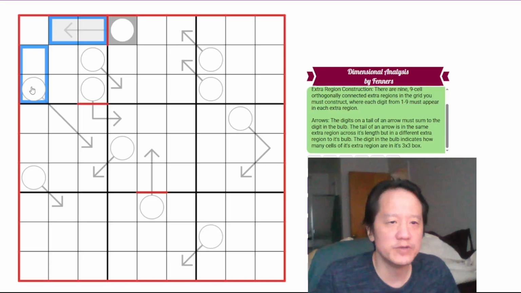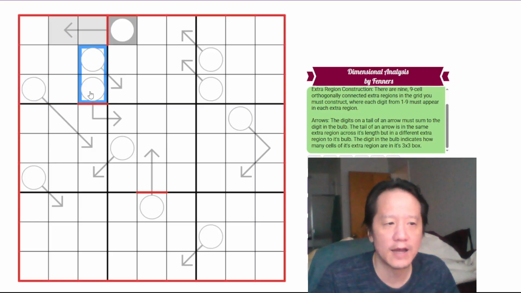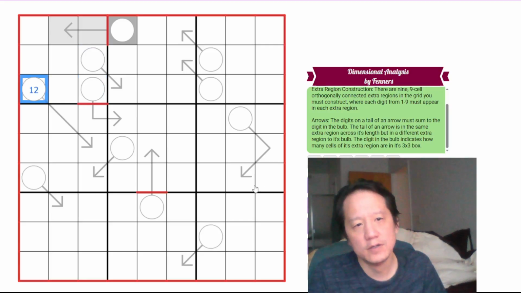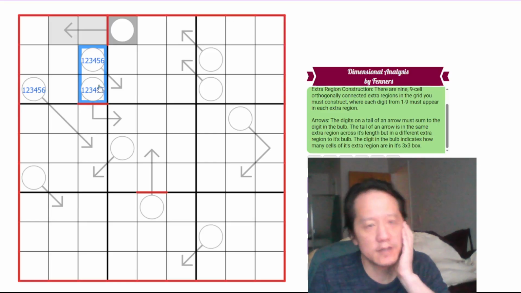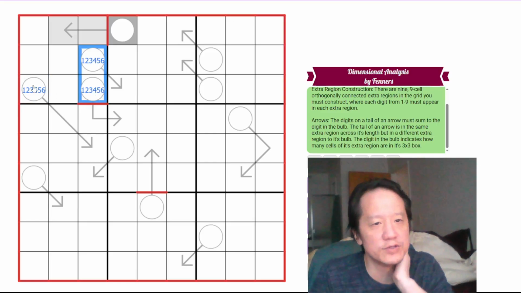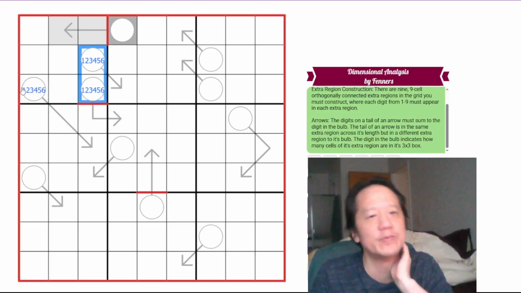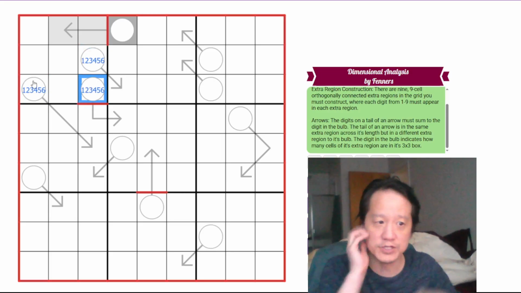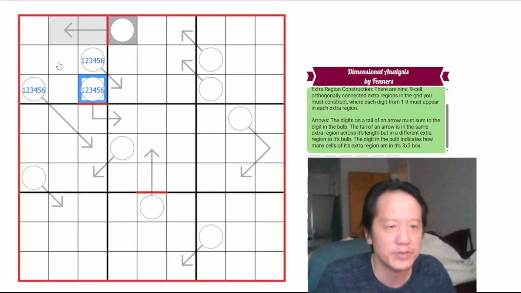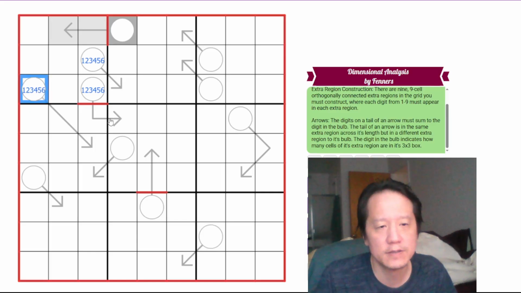This light has to be with one of these, right? And actually, all of these digits must add up to 9 at most, between these three regions, because there are only 9 possible cells in the box. Since these detail how many cells are in their extra region, it has to add up to at most 9. So this is at least the sum of 2 unique digits.